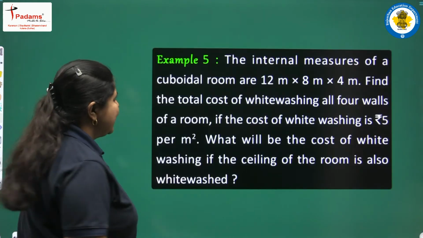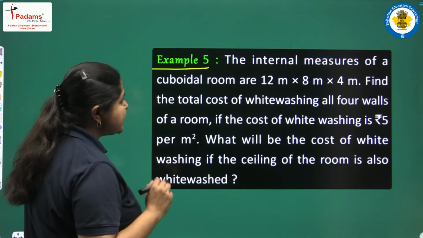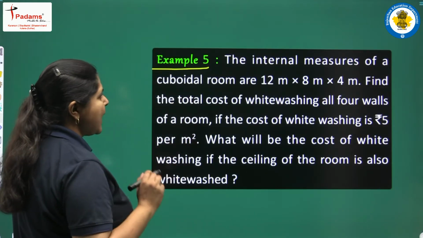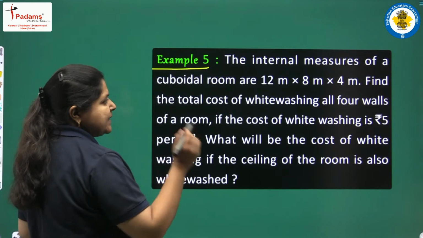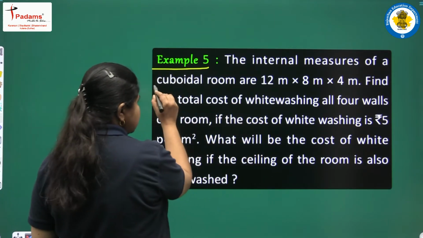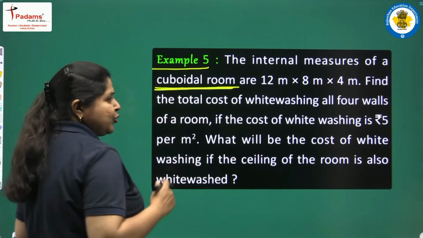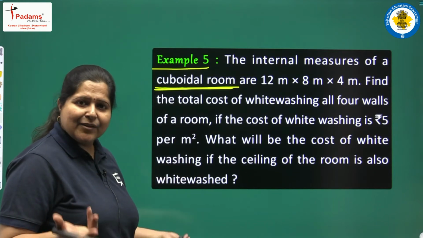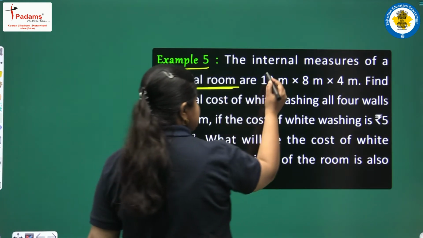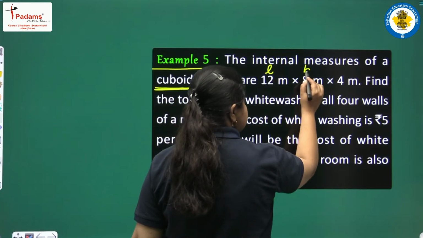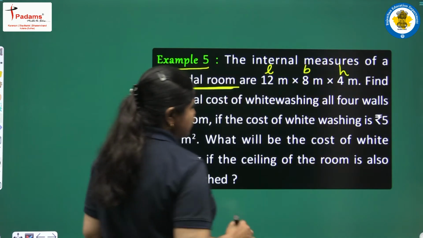नेक्स्ट वी टेक एग्जाम्पल 5. The internal measures of a cuboidal room are 12 meter by 8 meter by 4 meter. So here we are talking about a cuboidal room. एक रूम है जो क्यूबॉइड शेप का है. We generally see rooms in this shape, and this denotes the length of the room, this denotes the breadth of the room and this denotes the height of the room.